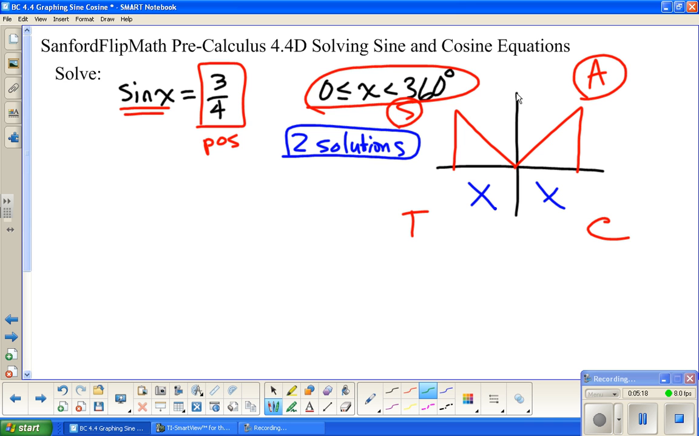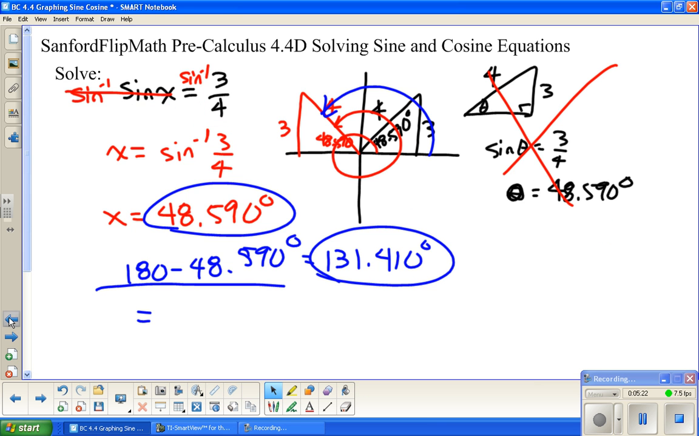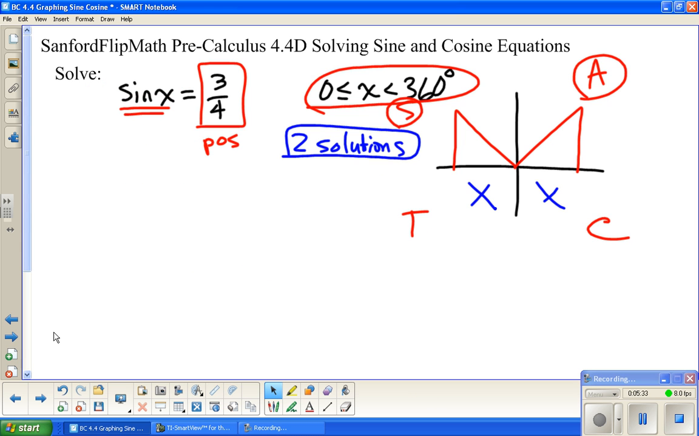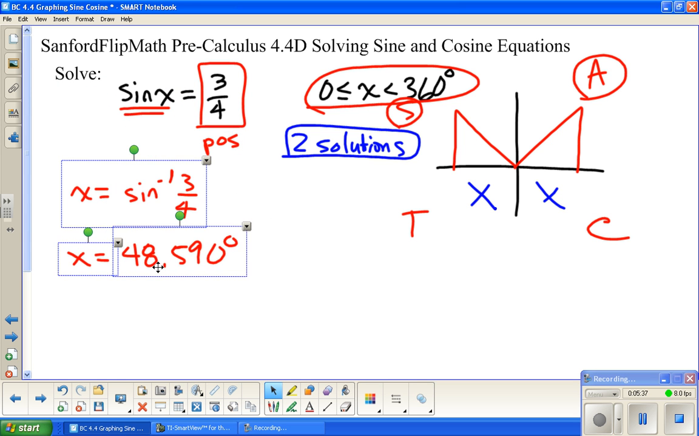Okay, so let's go back to what we did just a second ago. We did inverse sine, and that was all of this. Let me just grab that. We don't really need to redo it, and we'll just paste it right in there. How about that? Sneaky Mr. Sanford.